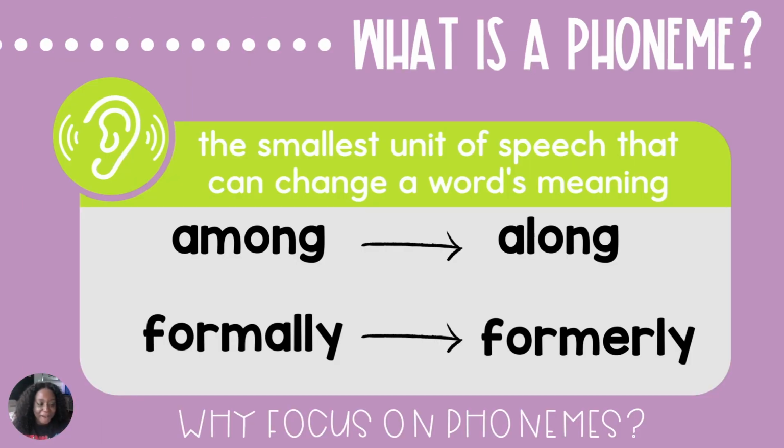Let's talk about a phoneme and a grapheme. What is a phoneme? A phoneme is the smallest unit of speech that can change a word's meaning. So if we look at the words among and along, and formally and formerly, you see how those phonemes completely change the meaning of a word? That's why when we pull our kids in small group, we have to be watching their mouths to see how they are forming those words so we know where to correct them.